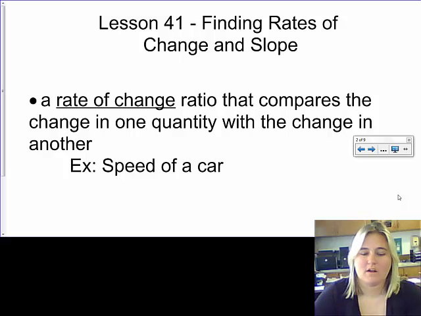Lesson 41, Finding Rates of Change and Slope. A rate of change is a ratio that compares the change in one quantity with the change in another. And they give us the example of the speed of a car.